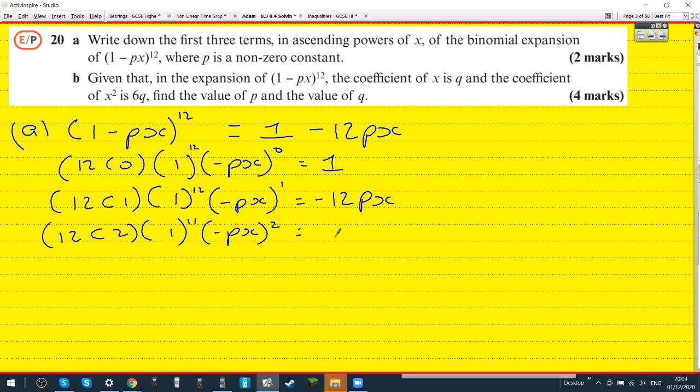66. And what else would we have? p squared x squared. Why was my one in the middle a negative? Because the power is odd. So minus px is just itself, minus px. Okay, those are the first three terms. Part B.